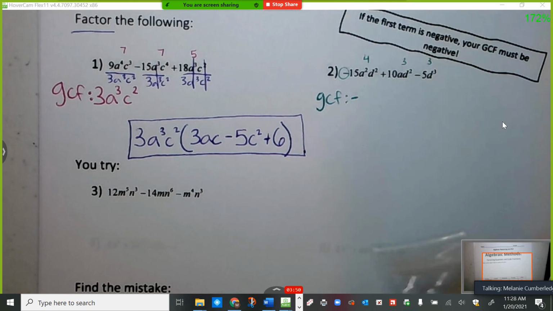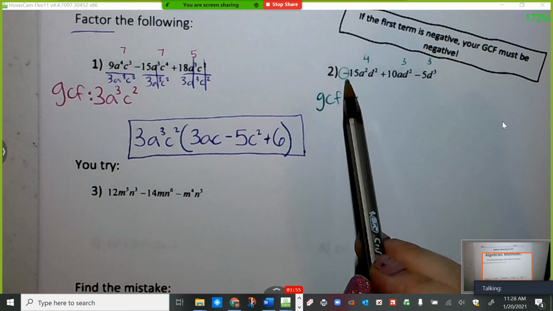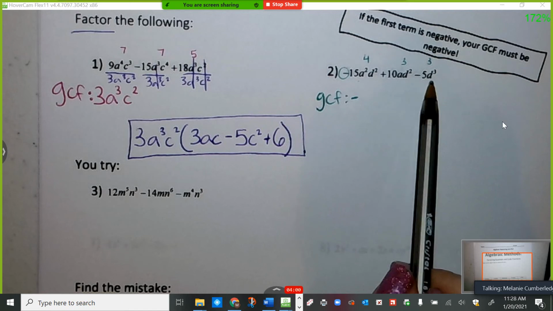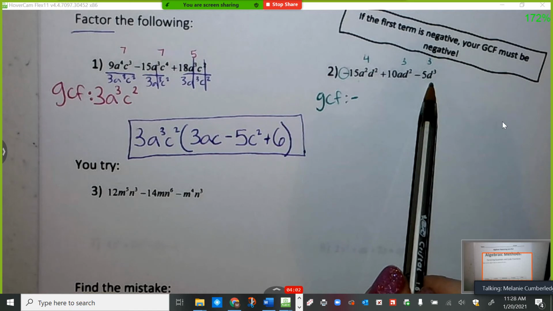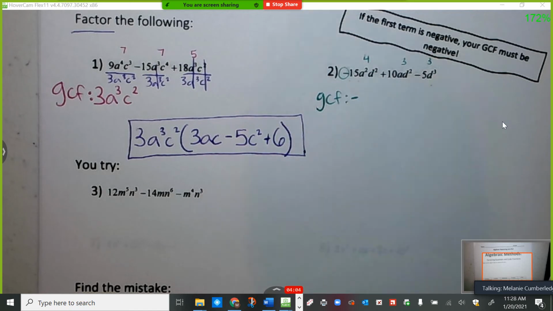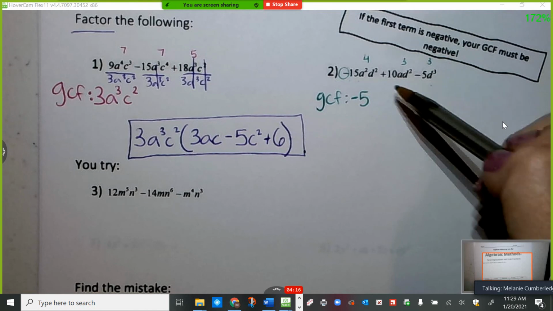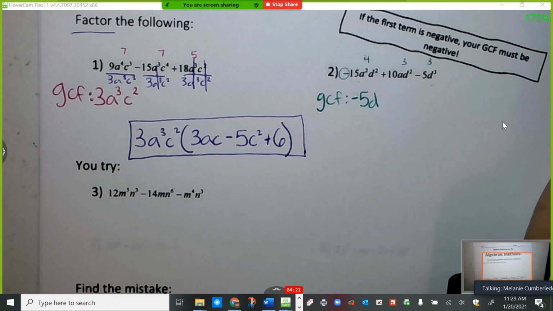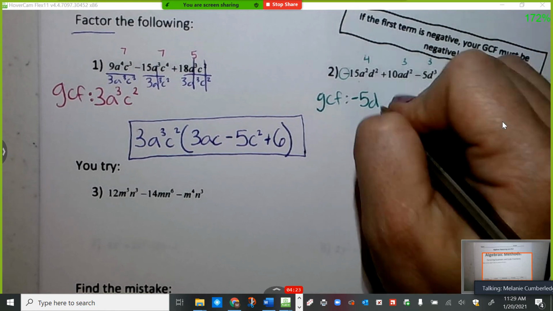This is what tells you. Our 9 over here was positive. That's why our GCF was positive. Here, our 15 is negative, so our GCF is going to be negative. Okay, this one does not have an A, so we cannot take an A out. Sorry, I skipped the numbers. 15, 10, and 5. What goes into all of those? 5. Okay, so we cannot take an A out, but they all have D. And then remember, we find our smallest exponent. We have 2, 2, and 3, so we're going to take out D squared.